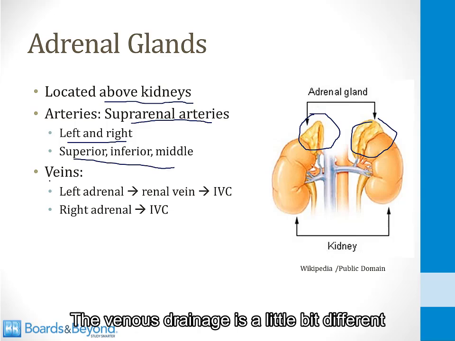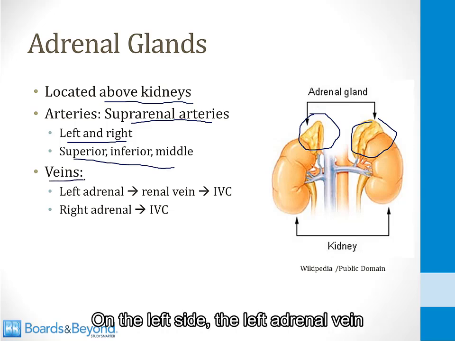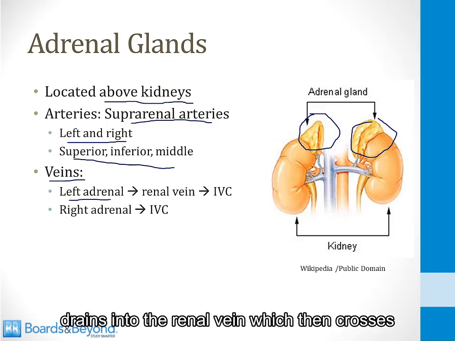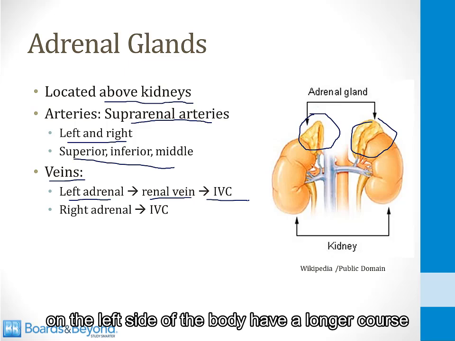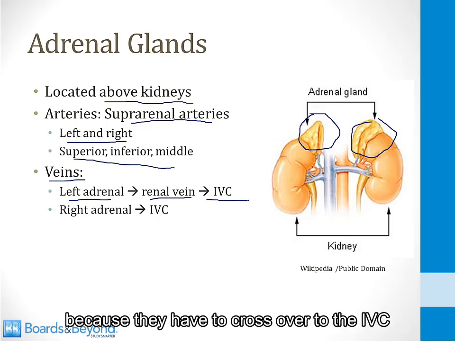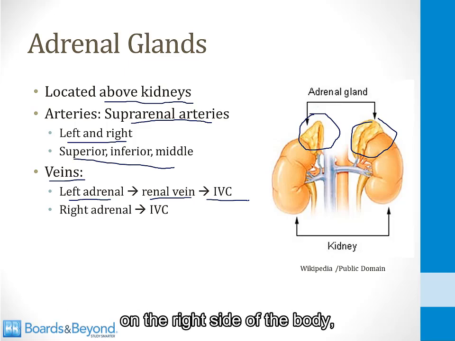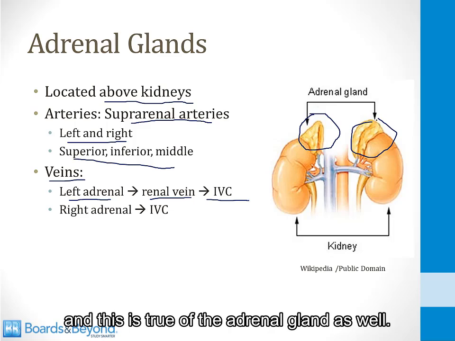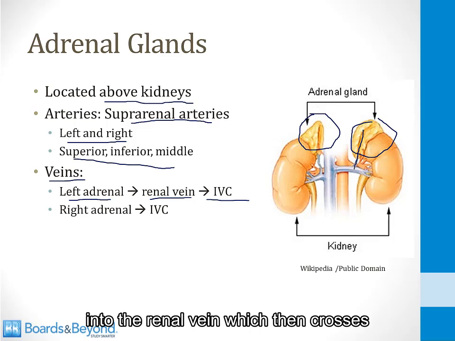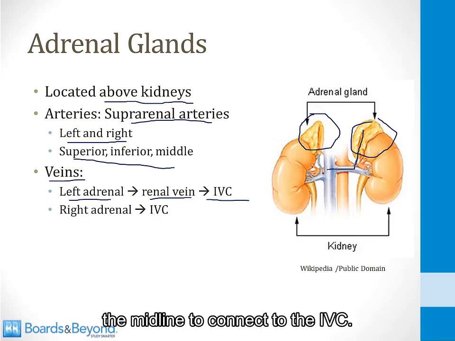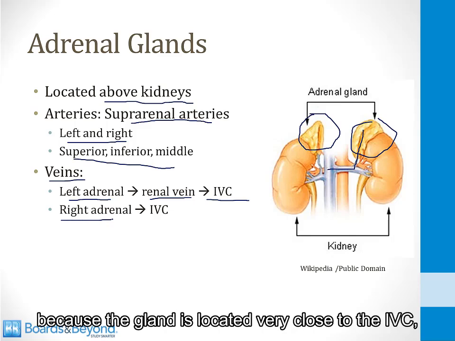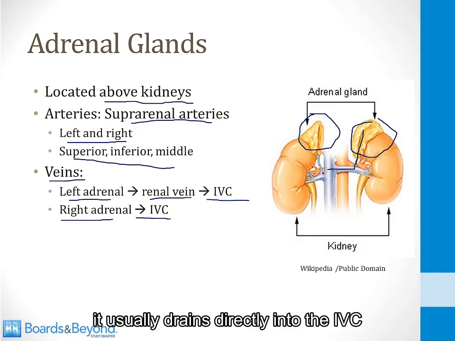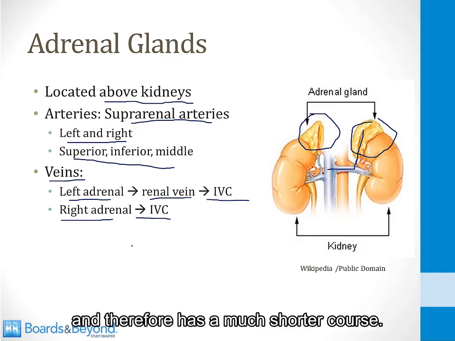The venous drainage is a little bit different on the left compared to the right. On the left side, the left adrenal vein drains into the renal vein, which then crosses the midline and goes to the IVC. In general, venous structures on the left side of the body have a longer course because they have to cross over to the IVC on the right side of the body. And this is true of the adrenal gland as well. It drains on the left side of the body into the renal vein, which then crosses the midline to connect to the IVC. On the right adrenal gland, because the gland is located very close to the IVC, it usually drains directly into the IVC and therefore has a much shorter course.